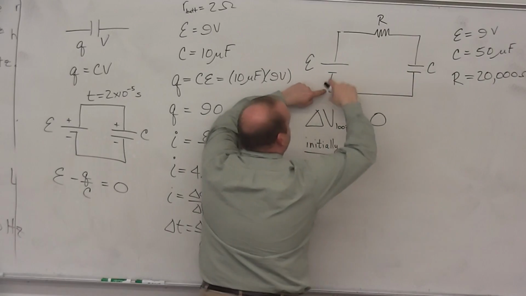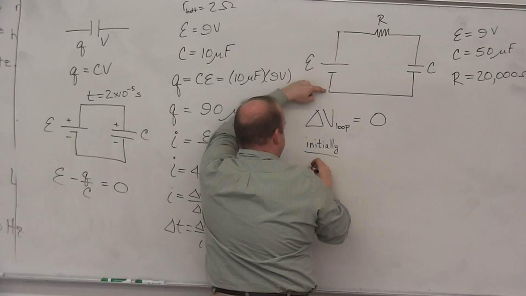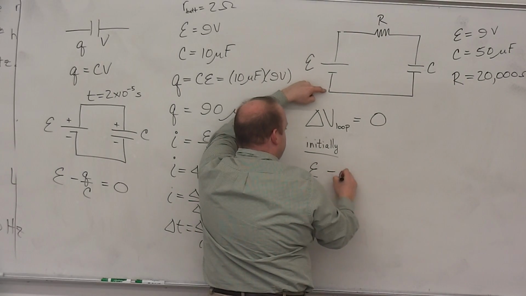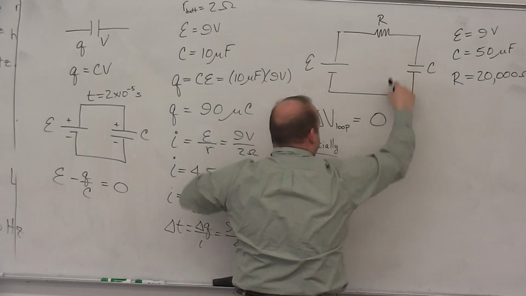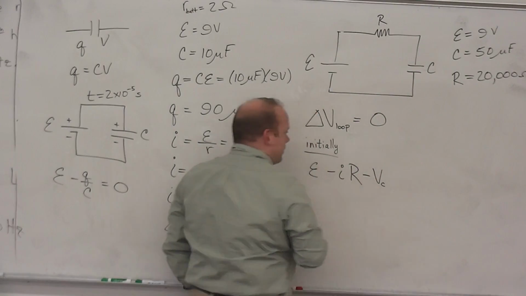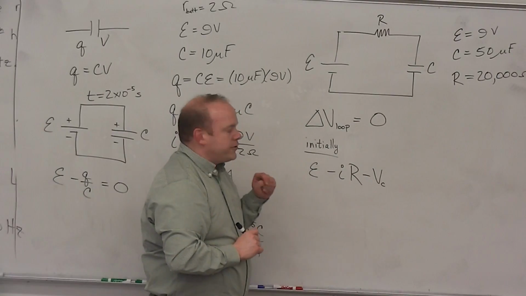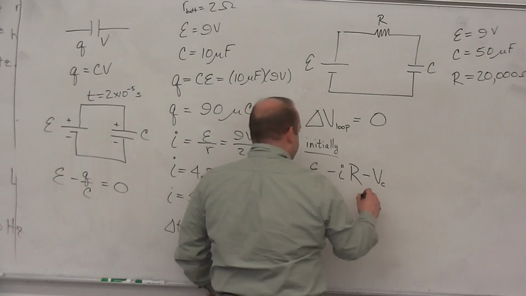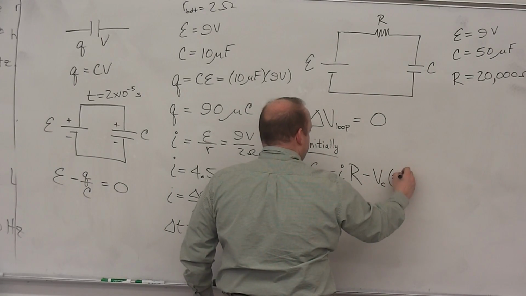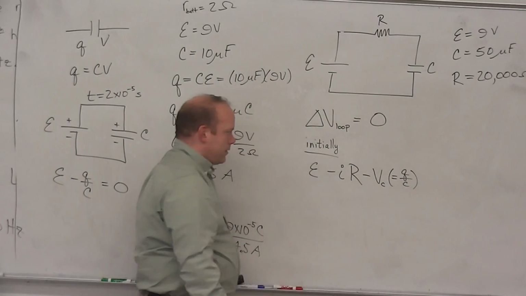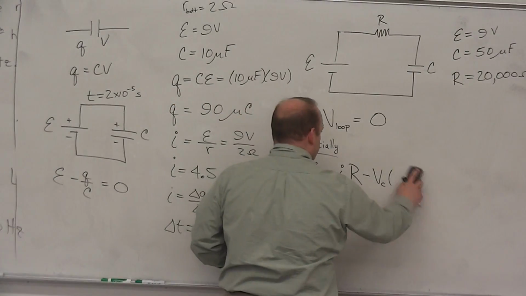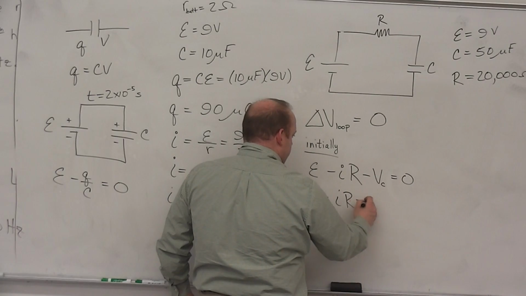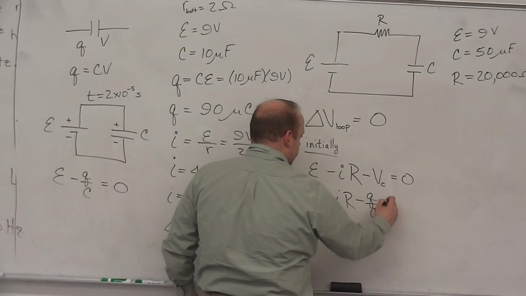This will develop, if I go across here, this will have the battery, E, the current minus IR, and then I have the voltage across the capacitor. But if that capacitor is initially uncharged, remember that voltage across the capacitor is equal to Q over C. I'll rewrite it over here. And this has to all equal 0. E minus IR minus Q over C equals 0.